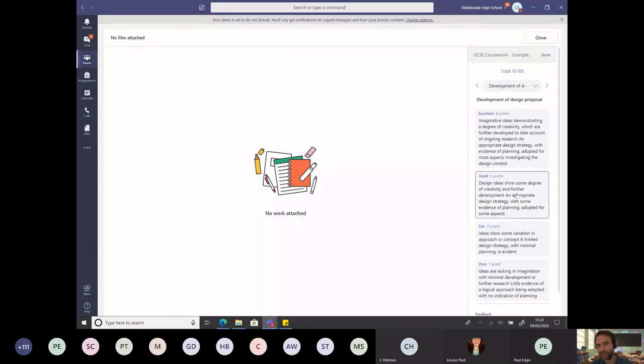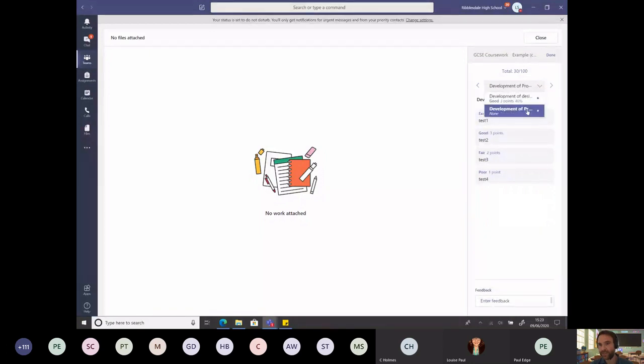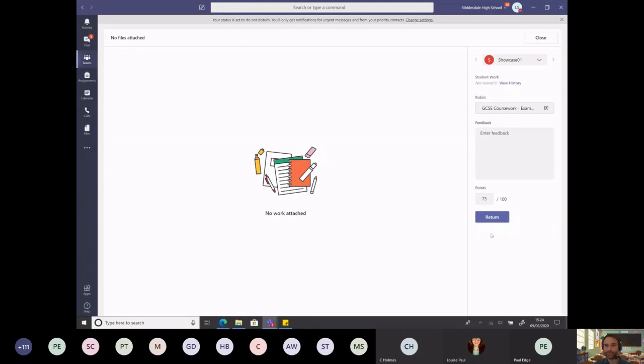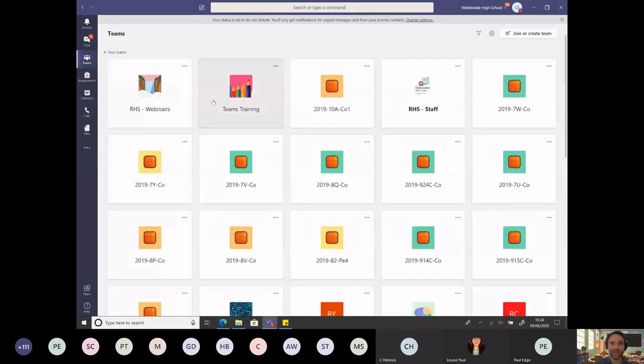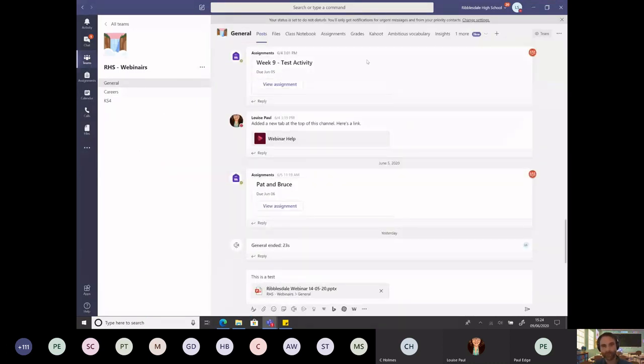So I might say, for example, design was good, and then I can go to the next section, or I can view the section here, and I can say whatever I would like here, and I can give some feedback if I choose to, or you can just send that rubric over and I can press done, and that student will be informed that you've marked and assessed their work, and they will be able to see that as well. Okay, and that is basically the little one-stop store for these assignments.